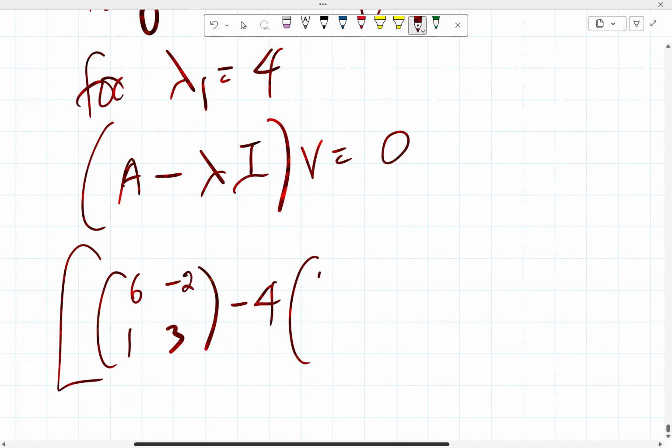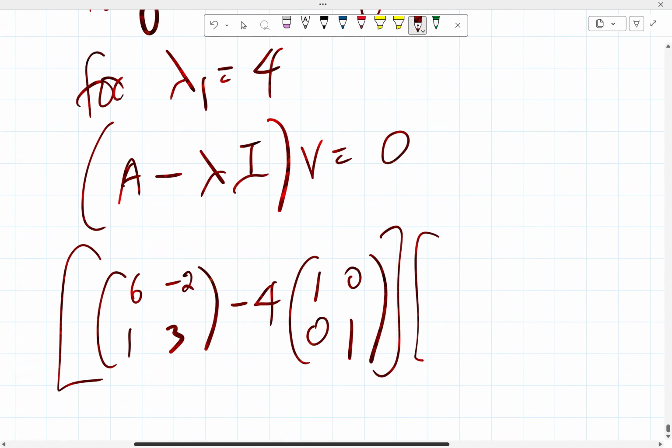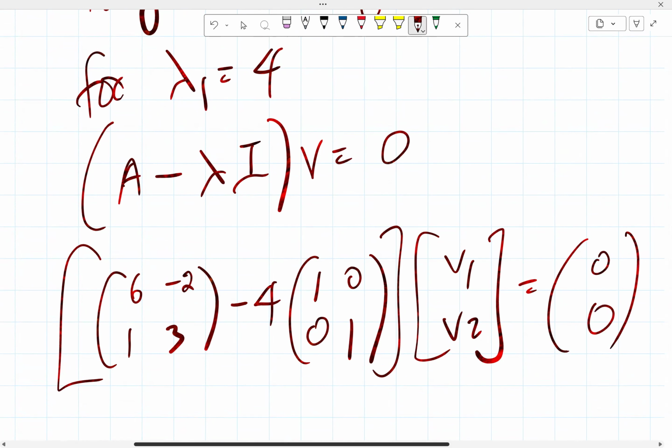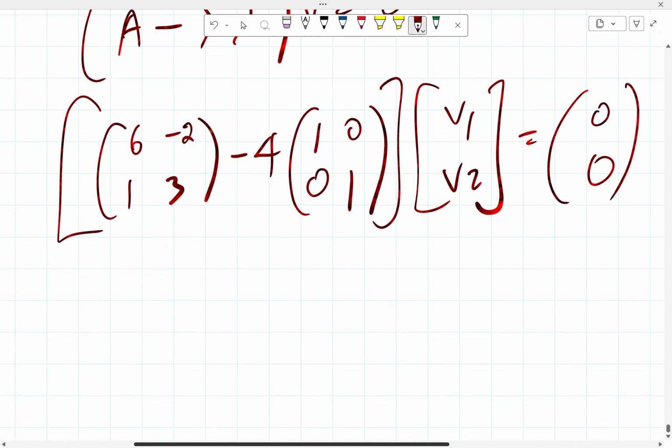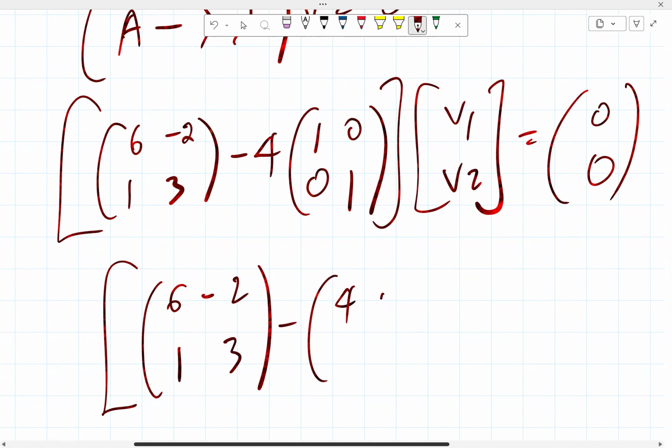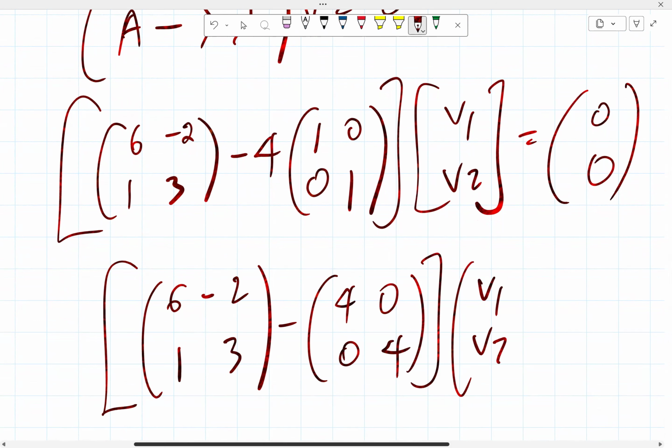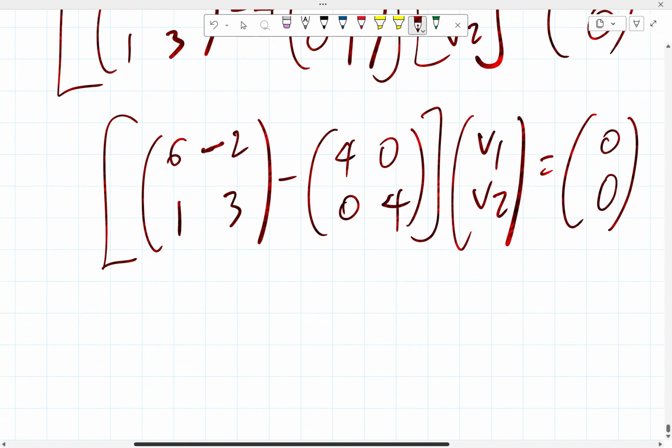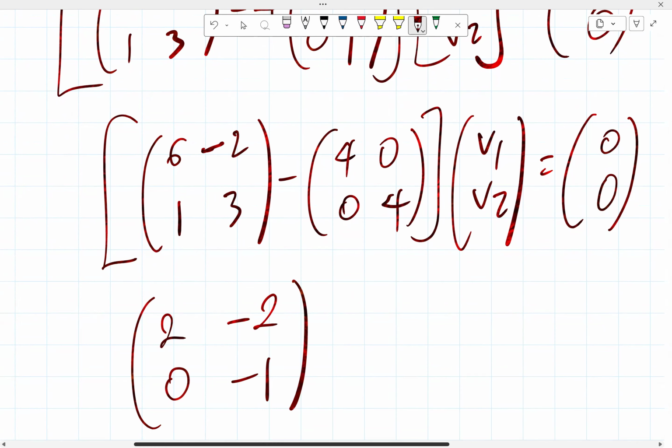So we have 4 into [1, 0; 0, 1], all of this into v1, v2 equals 0, 0. So that this is now [6, -2; 1, 3] minus 4 into [1, 0; 0, 1] times v1, v2 equals 0, 0. This is minus, by the way. So 6 minus 4 is 2, we have minus 2. 1 minus 0 is 0... 1 minus 0 is 1, 3 minus 4 is minus 1, into v1, v2 equals 0, 0.